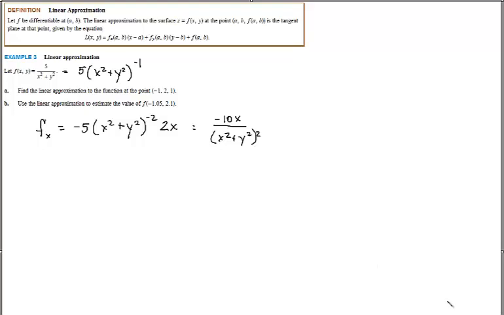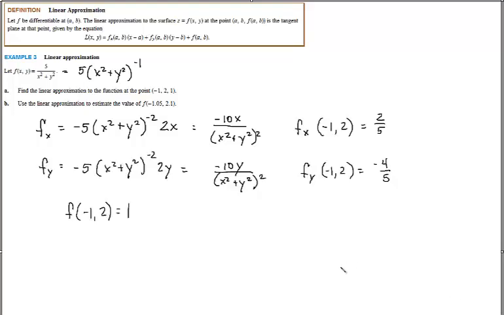I'm going to do the same thing for y and evaluate my points. Alright, I went ahead and got all of those numbers crunched, and now I'm just going to plug into my linear approximation formula. So I'm going to say the linear approximation of whatever point that's going to be near there, and it does have to be near there. It's going to be 2/5 (x minus the negative 1), so that would be plus 1, plus fy, minus 4/5 (y minus 2), and then plus the 1.